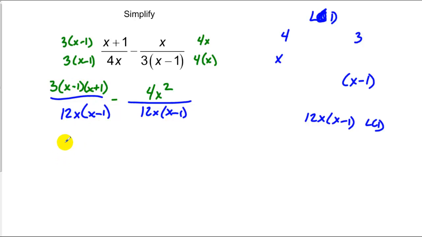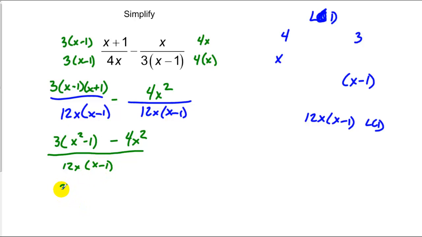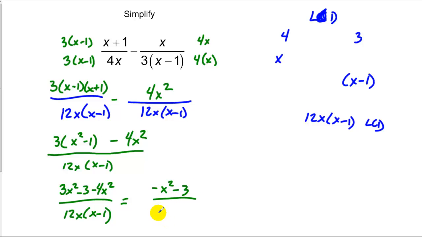Going to need to FOIL this out. So this goes to 3, and that goes to x squared minus 1 after I'm done FOILing, minus 4x squared over 12x times x minus 1. Still need to multiply a little bit, so that's 3x squared minus 3 minus 4x squared over 12x times x minus 1. Add like terms, that's a negative x squared minus 3 over 12x times x minus 1.